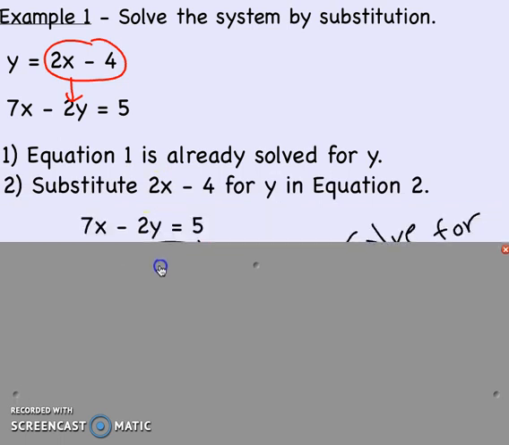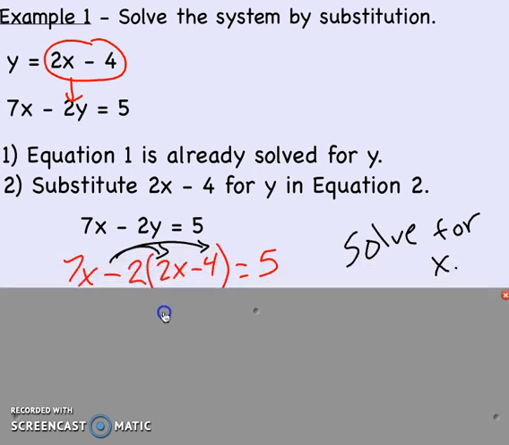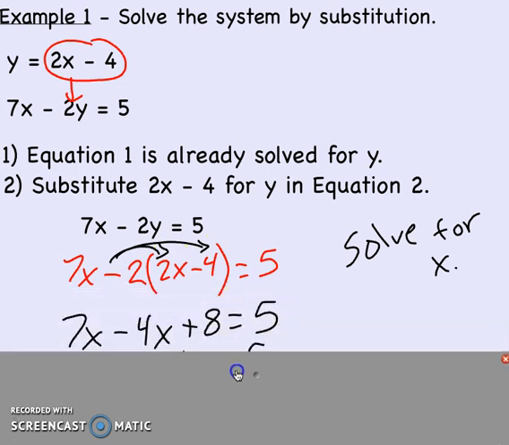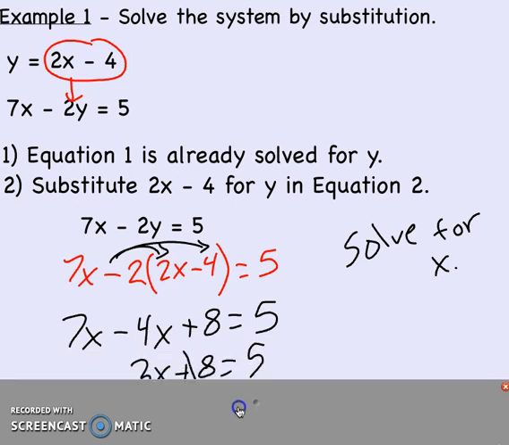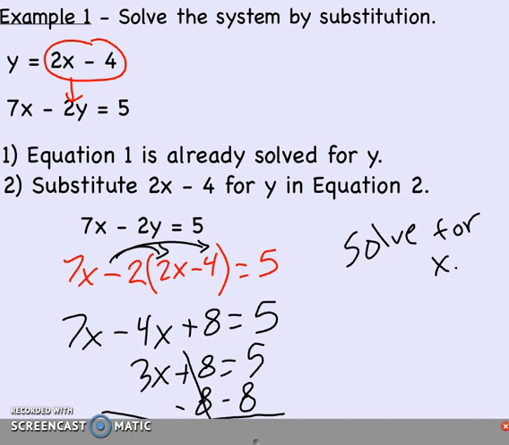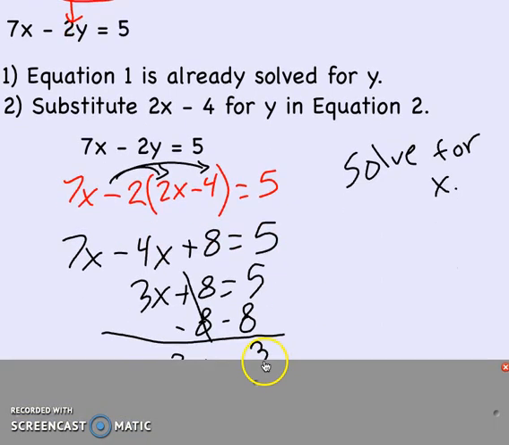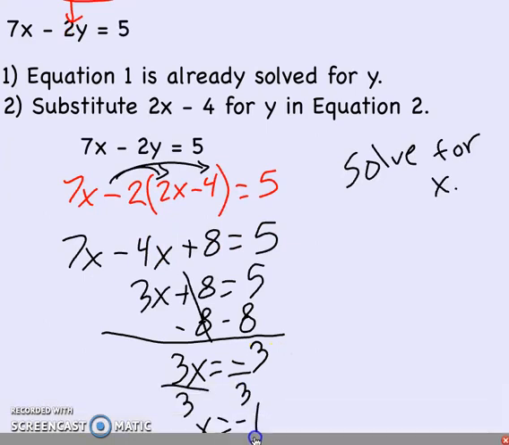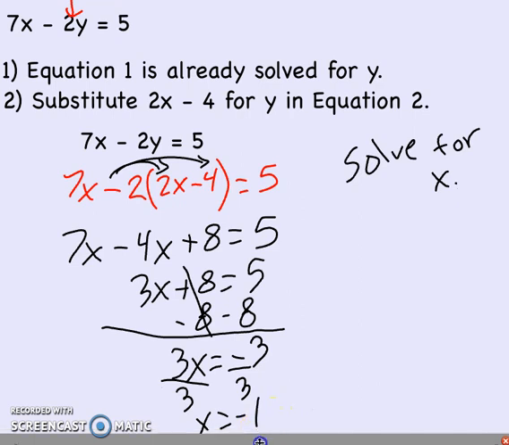So here's my equation. When I substitute that 2x minus 4 in, now it looks like this. Now I no longer have a y in my equation, I only have x's, so I can solve for x. So here I'm going to distribute. I'll go through my steps. Then I combine my like terms. So I have 3x plus 8 equals 5. I subtract 8 on both sides, and I get 3x is equal to negative 3. I divide by 3, and I get that x is equal to negative 1. So now I know my value for x.